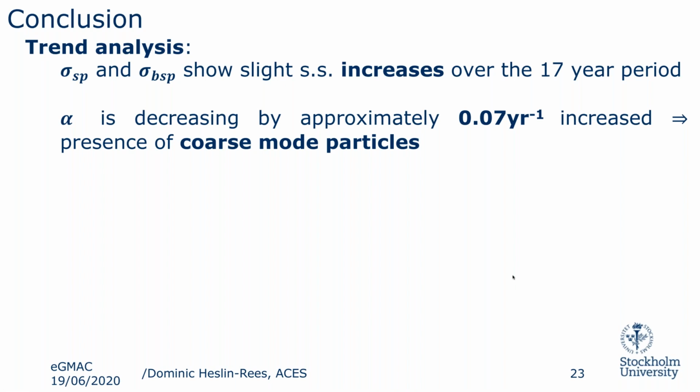And then we see that the angstrom exponent is marine in origin, or the lower angstrom exponent is dependent on open ocean. And then we conclude that this is the result of sea spray aerosol production due to changes in air circulation patterns rather than the retreat of Arctic sea ice.